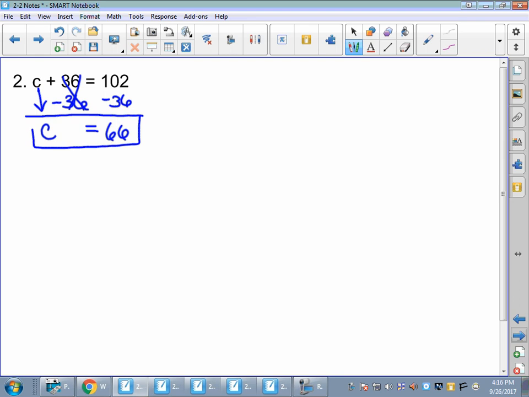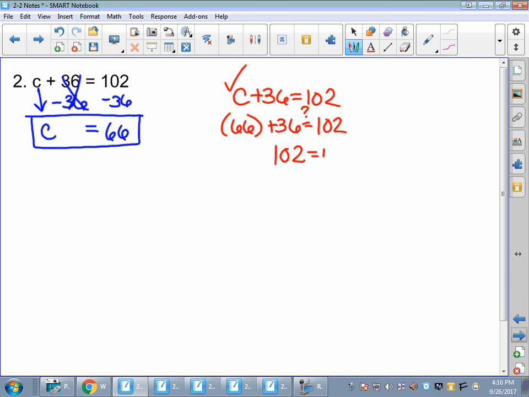Put a box around it so you can find it. Neatness is what I'm looking for here. When we go to check our answers, make a little check. I always write down the original problem. Plug in. I usually use parentheses to plug in the value of the variable. And we're wondering, is 66 plus 36 equal to 102? And when I use my calculator, it is. 102 equals 102. That tells me that 66 was the correct value for C. So C is equal to 66.